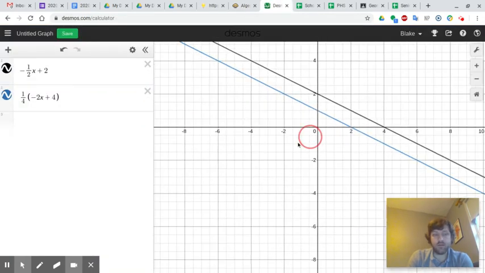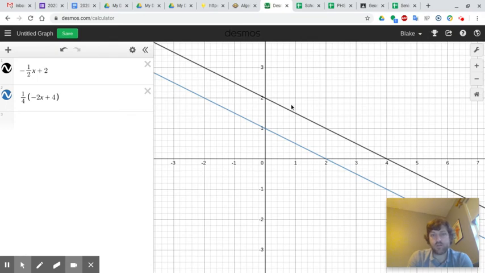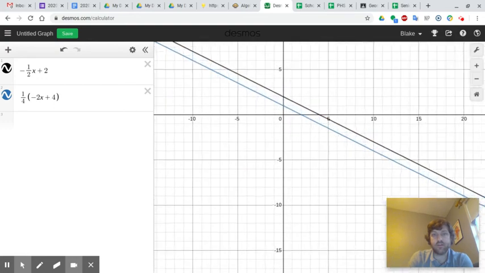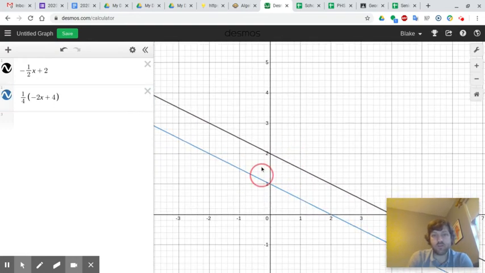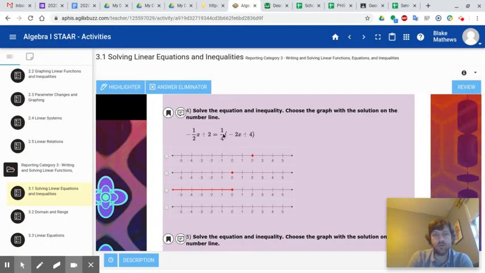Okay, again, we have kind of a strange situation. We have these 2 lines. They are going the same direction, but look, they're not intersecting anywhere. I could zoom out forever. They're never going to intersect because they're parallel to each other. So that means there are no solutions to this, which means we need an empty number line to show that there are no solutions. All right, let's keep going.